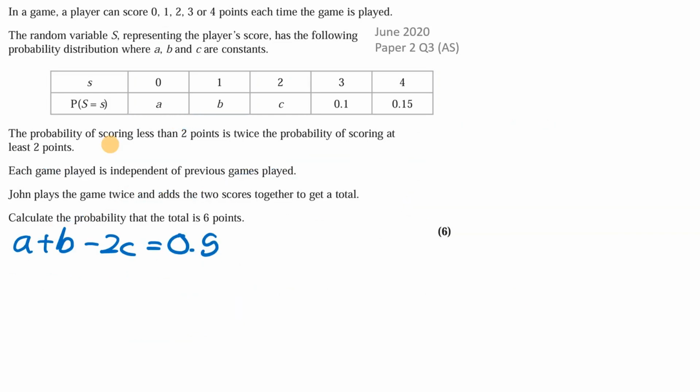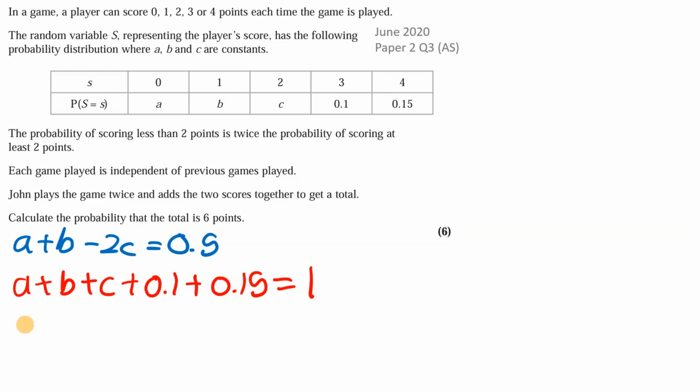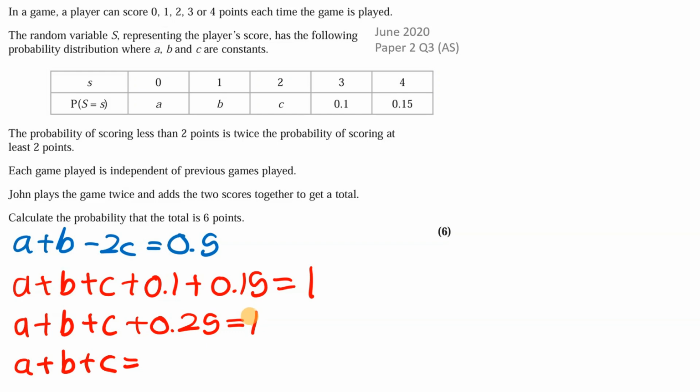Okay, so we have one equation here, and we can make another equation by knowing that all of the probabilities added together are equal to 1. So therefore A plus B plus C plus 0.1 plus 0.15 is equal to 1. If we simplify this, this is going to be A plus B plus C, and then 0.1 plus 0.15 is 0.25, and this is equal to 1. And then A plus B plus C, if you move this 0.25 onto the other side, it's 0.75.